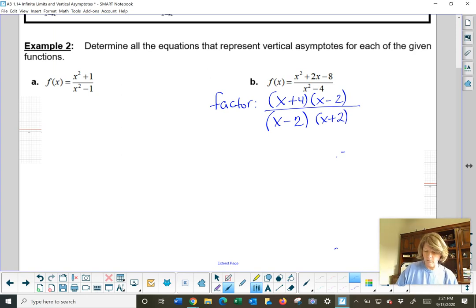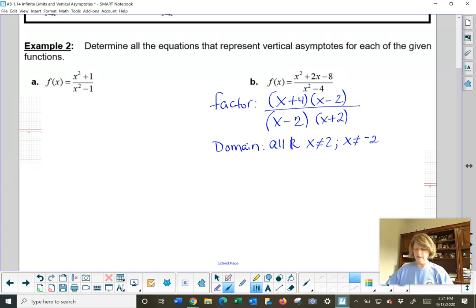So domain-wise, we know it's all reals except x cannot equal 2 and x cannot equal -2. If it were to be either of those numbers, we'd have zeros in the denominator, and that would be division by zero error.